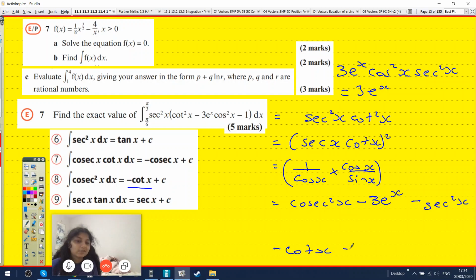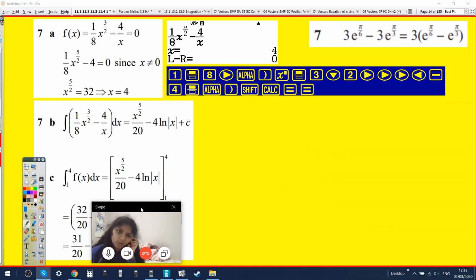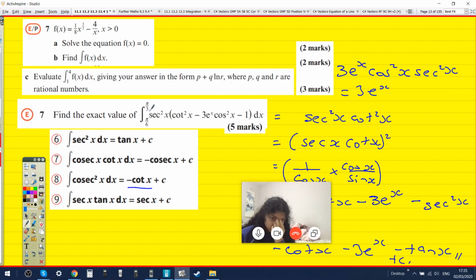And that was minus 3b. And then minus sec squared. It's just minus tan x. That is minus tan x. Plus a. Oh, that's weird. Minus cot x. Minus tan x. But it's definite. You wouldn't have plus c. It's a definite integral. Oh, we've got more to do.